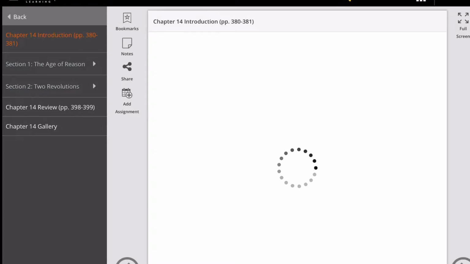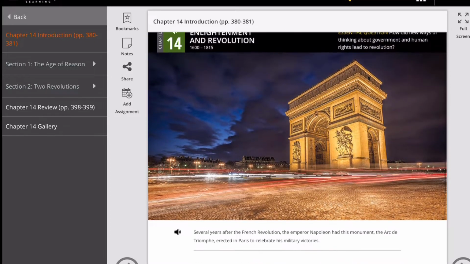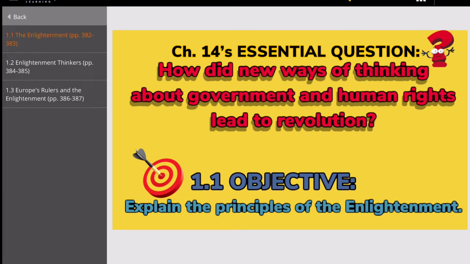So the picture that you're seeing here is several years after the French Revolution. The Emperor Napoleon had built this monument. He named this monument the Arc de Triomphe, erected in Paris to celebrate his military victories. So the essential question for this chapter is, how did new ways of thinking about government and human rights lead to revolution?